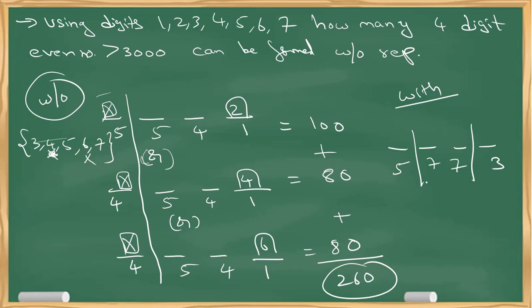Clear? So the only thing is you have to multiply 49 into 50. So I think it's 735. So there are 735 repeated numbers greater than 3000 which are even, using digits 1 to 7. Clear?